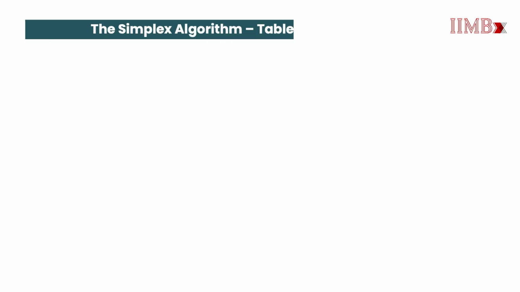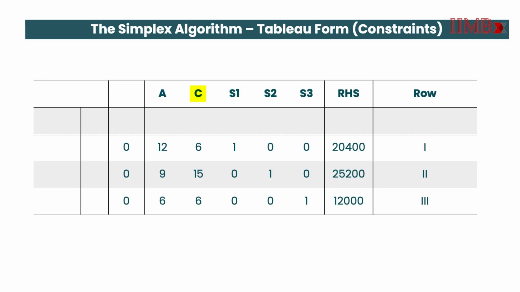So to start with, here is a tableau. We have the 5 variables A, C, S1, S2 and S3. Let's write down the 3 constraints. The constraint number 1, shown as row 1, has 12A plus 6C plus S1 is equal to 20,400.